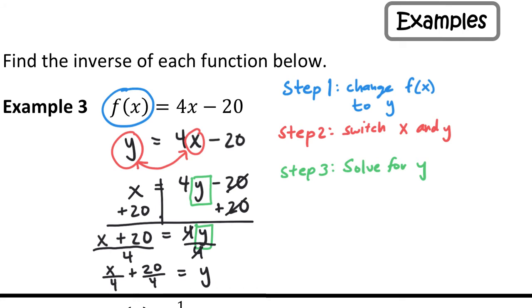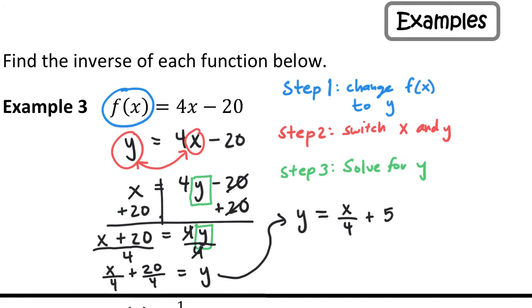Okay, so I'm gonna simplify this. I'm just gonna put y equals x over 4 plus 5. Because what's 20 divided by 4? That's 5 over here.